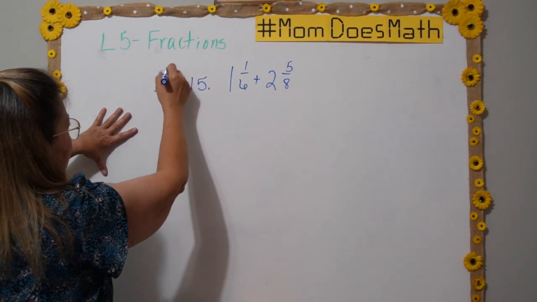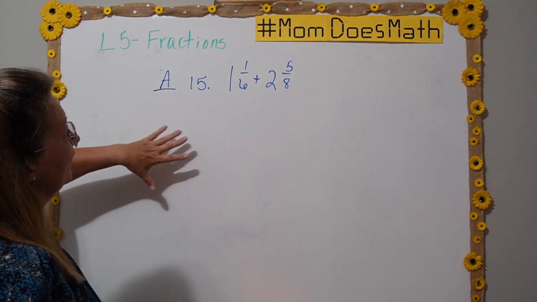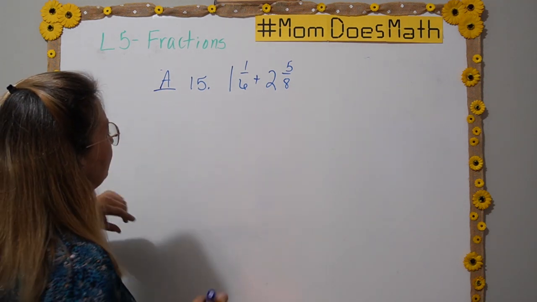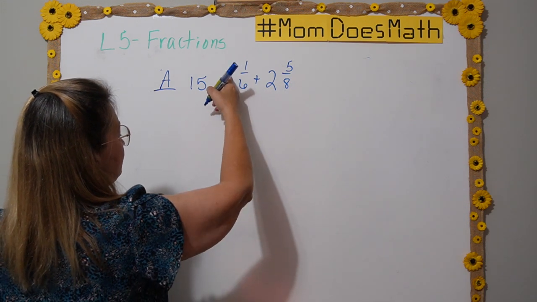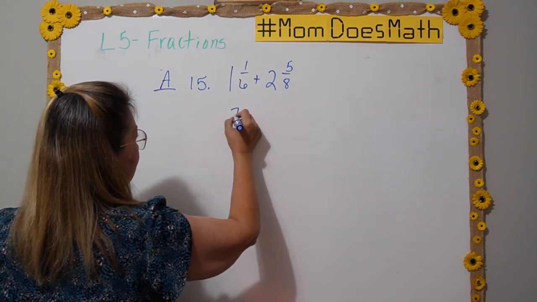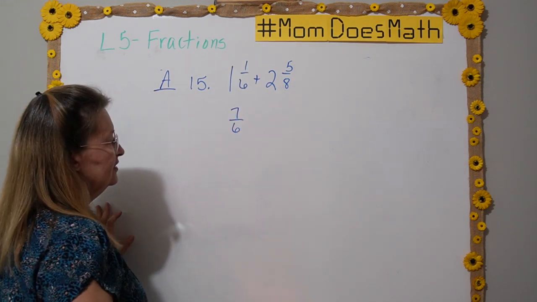Okay, for number 15, we do have addition, and we have mixed numbers, so my first step is going to be to convert these to improper fractions. 6 times 1 is 6, plus 1 is 7, so that converts to 7/6.